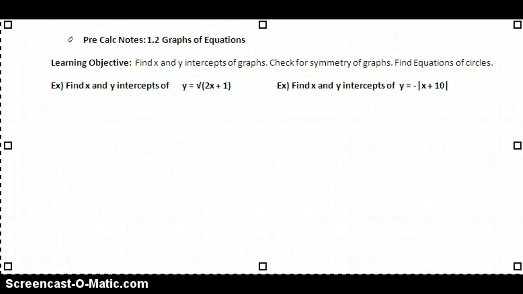This video covers Pre-Calc Notes 1.2. The first concept we're going to talk about in this video is finding the x and y intercepts of graphs.